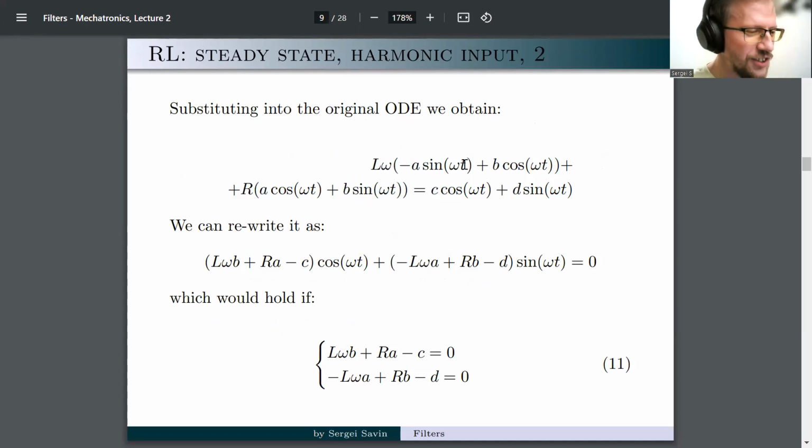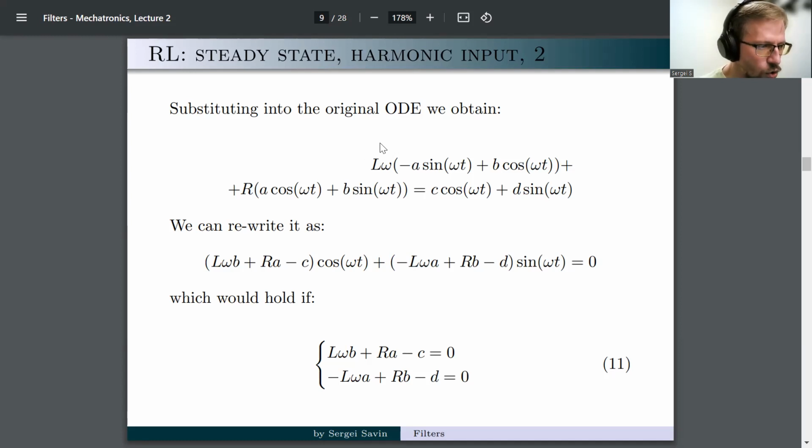Large salad of trigonometric functions. And we can rewrite it by collecting terms in front of sines and cosines, and it stops looking intimidating. We have (L omega b plus R a minus c) times cosine, minus (L omega a plus R b minus d) times sine, equal to 0. So it's quite easy. I just collect constants in front of trigonometric functions.